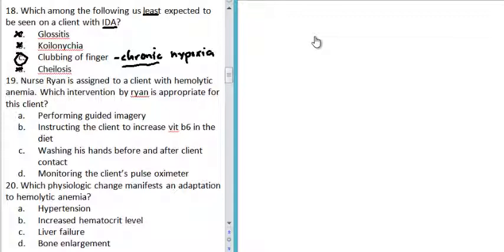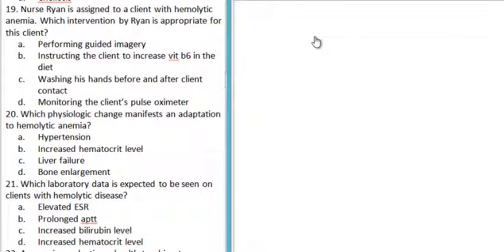Next, number 19. Nurse Ryan is assigned to a client with hemolytic anemia. Which intervention by Ryan is appropriate for this client? First, letter C is for aplastic anemia. So eliminate C. B is for vitamin B12. Although B6 is far off. It's not B. A or D.